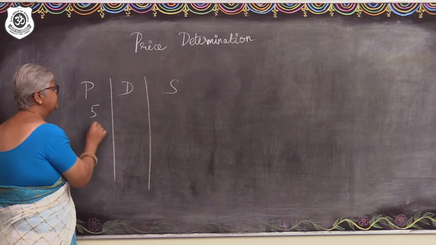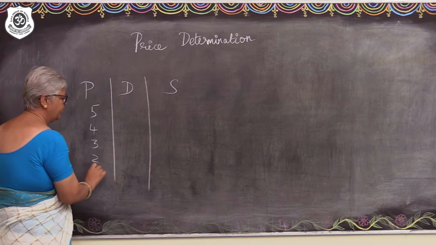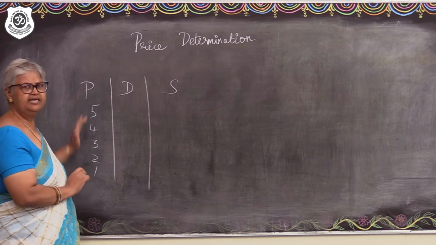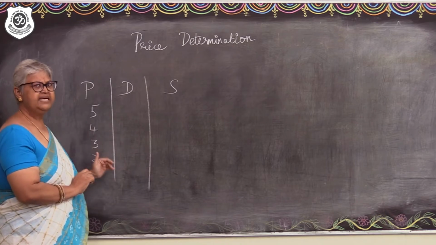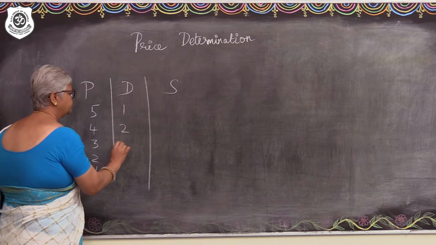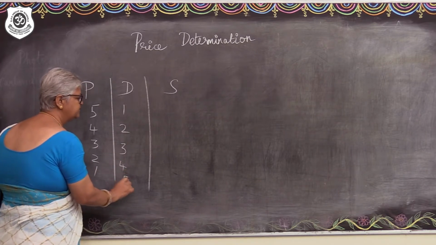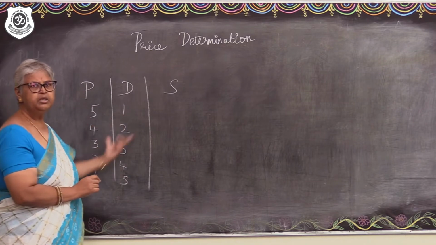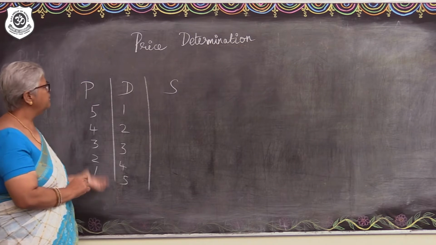Let us say the price is going to fall: 5, 4, 3, 2 and 1. Even as the price falls, the quantity demanded might increase as per the law of demand. So, if you are going to show the behavior of the two variables, namely the price and the demand, you would end up having a schedule like this.